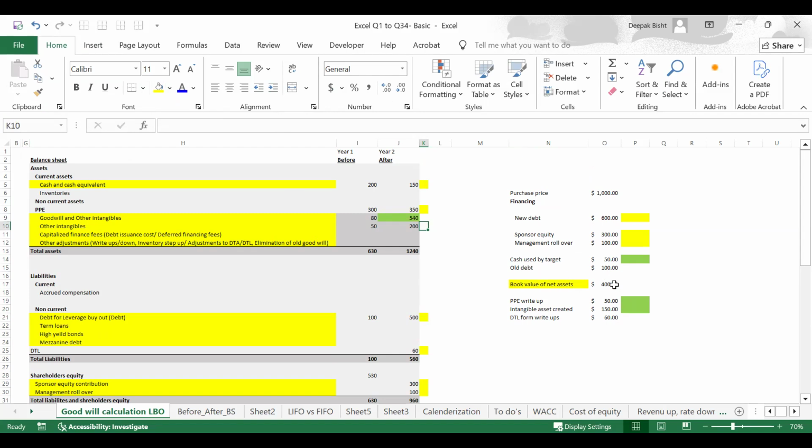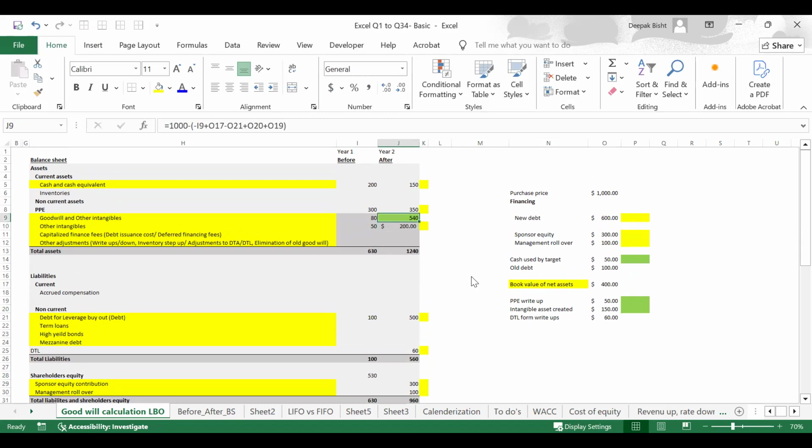Intangible numbers increased by 150. I have plugged it here. Intangible previously was 50 and now it's 200. So I have plugged it in here. I have adjusted it as per the, so I have actually adjusted it. I can add it up with the new intangible. So this way, now understand this thing.